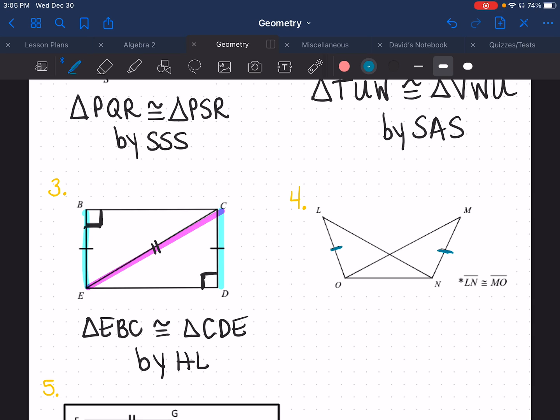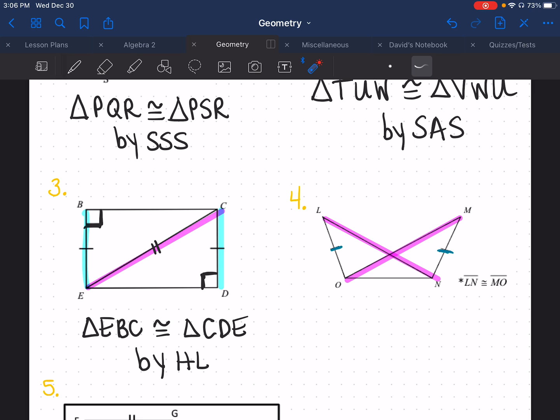And then I see over here, LN is equal to MO. So I'm going to go ahead and mark that. Ooh, okay, that's kind of tough. Let me grab my highlighter and mark that. LN is equal to MO, the whole thing. Okay, that's better. I don't see any sides. The triangles that I think they're talking about are these ones, right?